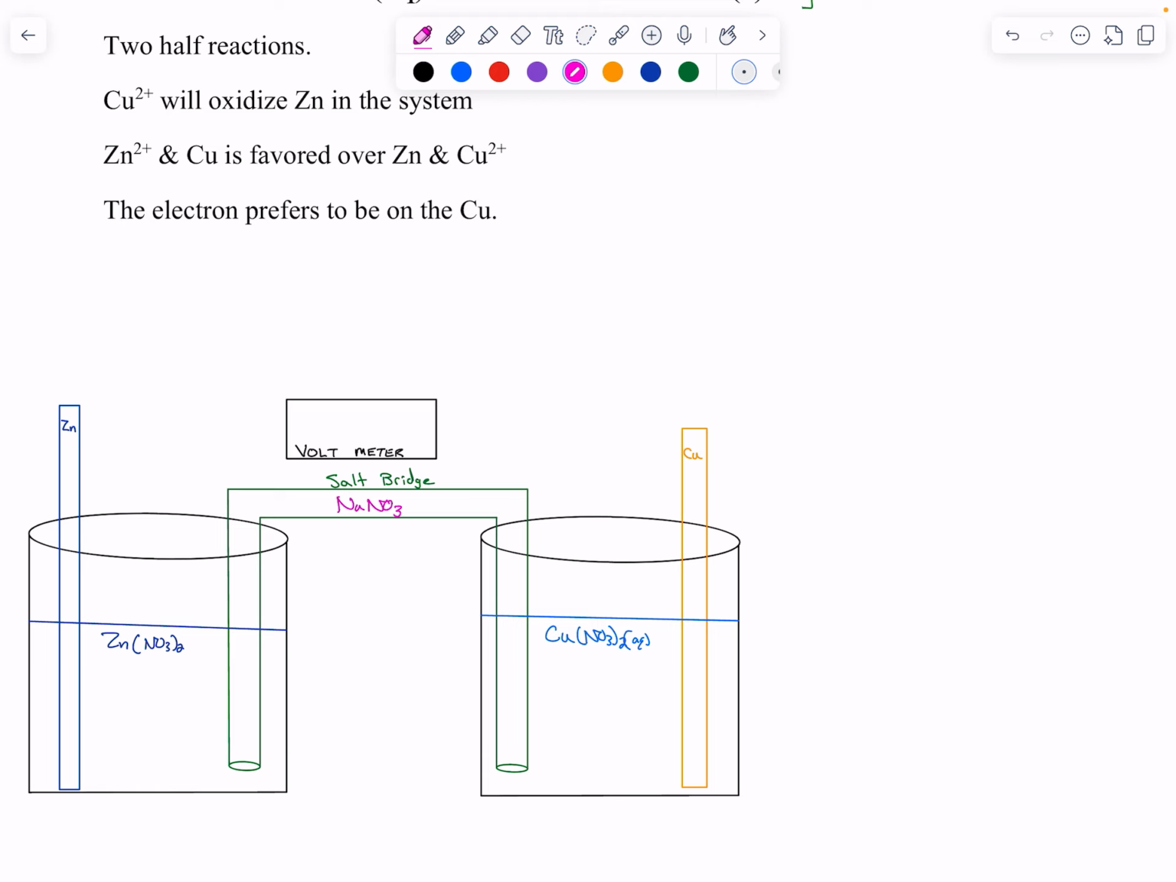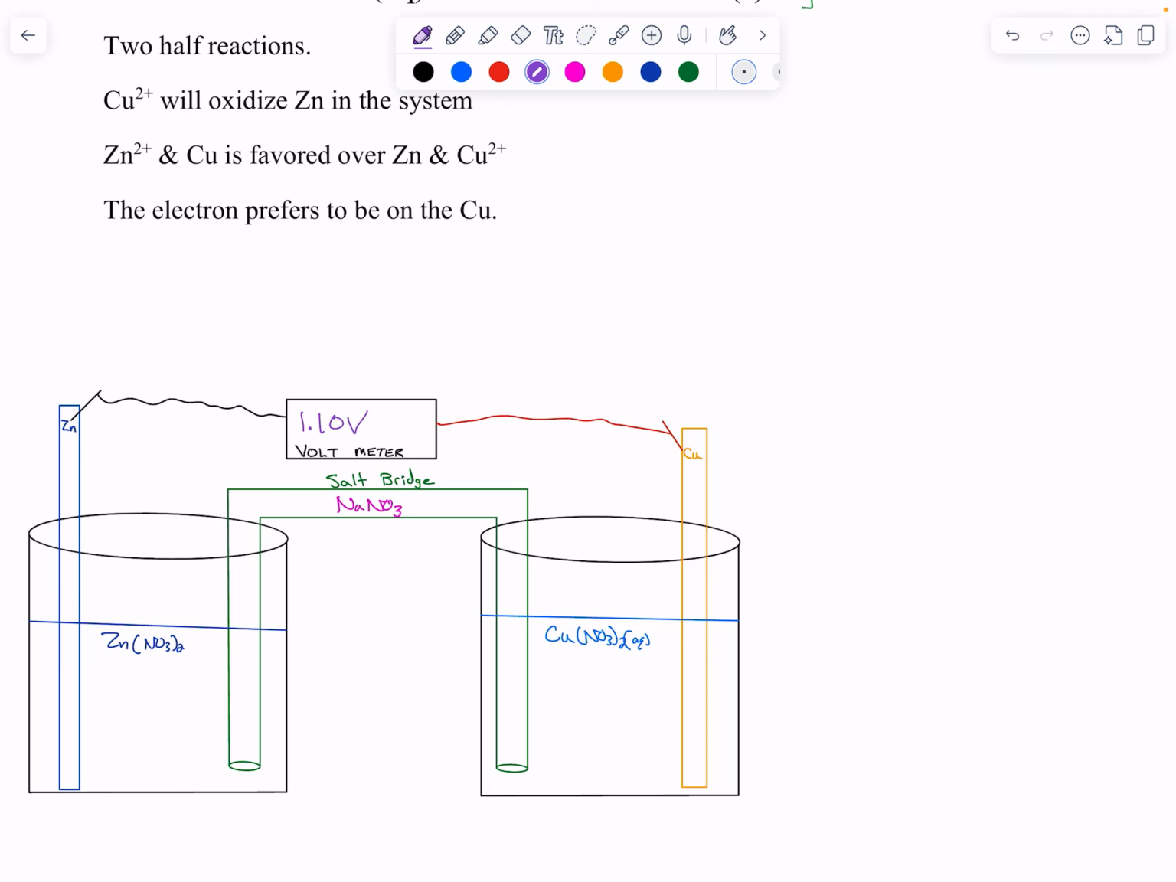If we were to have a voltage reading with some electric clamps, I'd have an alligator clamp on the zinc metal, and then it would go into the voltmeter. Then coming out, you'd have your clamp for copper. You would see that if we did this, we would have 1.10 volts. And we'll get to that in a few.